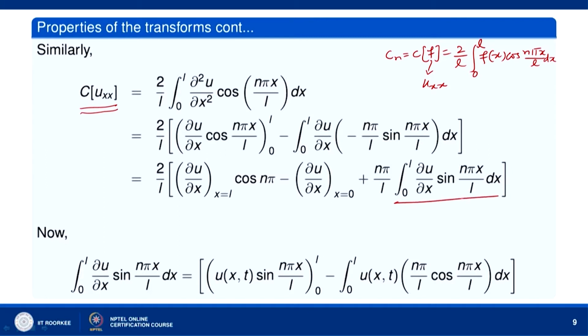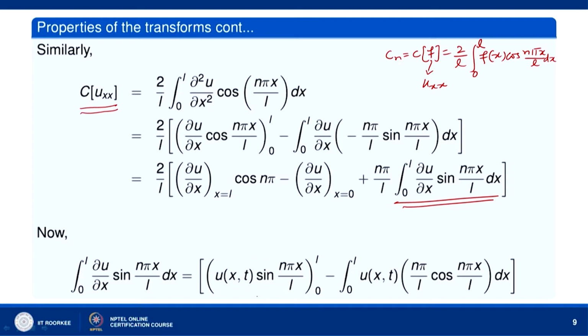Now, this integral 0 to L of u x sin n pi x over L, let us integrate by parts separately. So, we get u x t sin n pi x over L from 0 to L, minus integral 0 to L of u x t times the derivative of sin n pi x over L, which gives n pi over L cos n pi x over L dx. Now, when you put x as L here, u is finite, so sin n pi is equal to 0 gives 0 value, and when you put x equal to 0, again sin 0 is 0 and u x t is finite. So, we get 0.